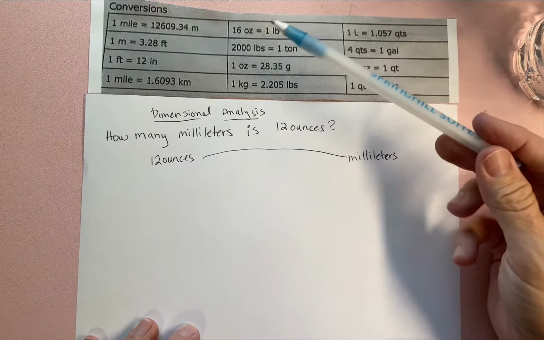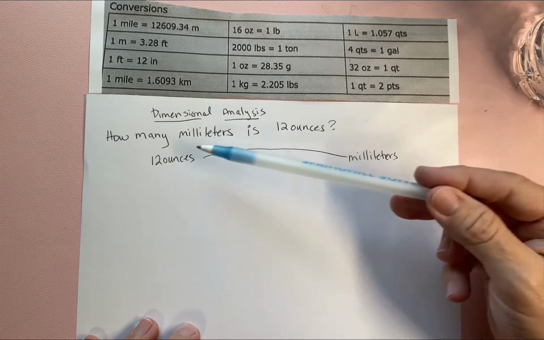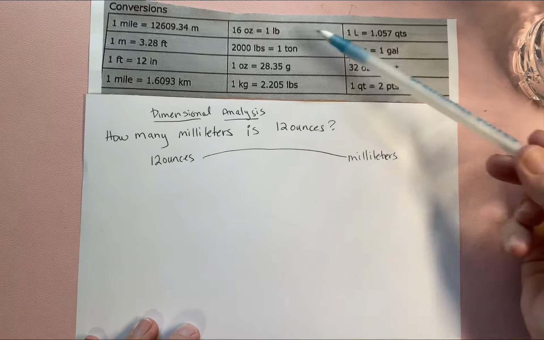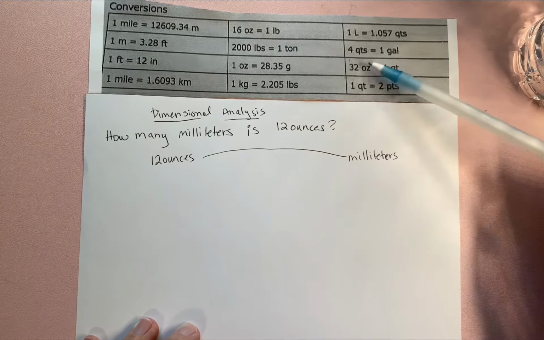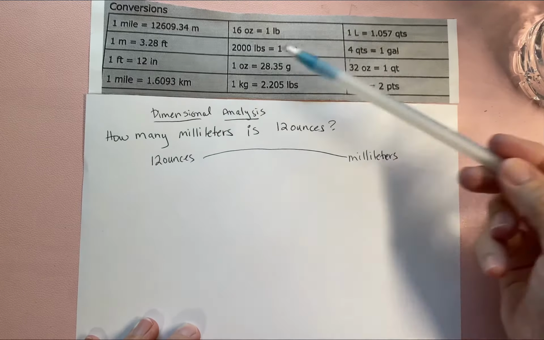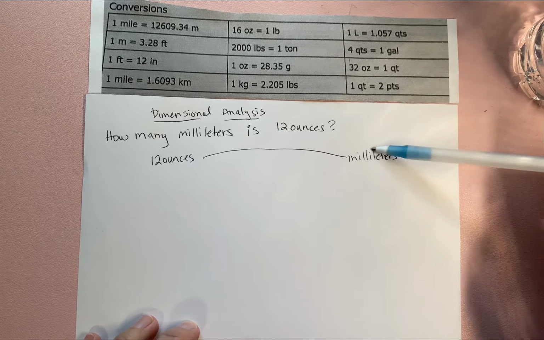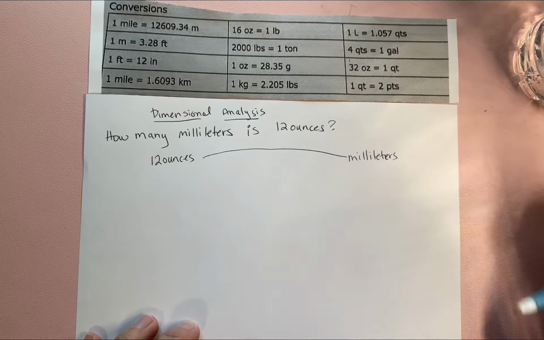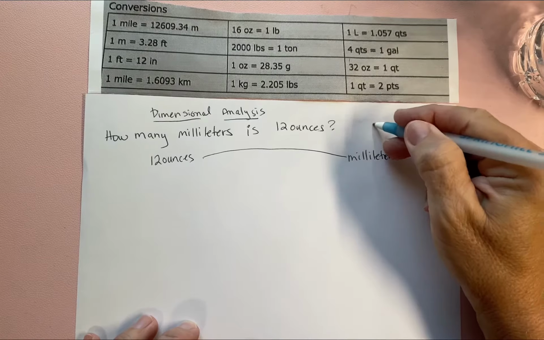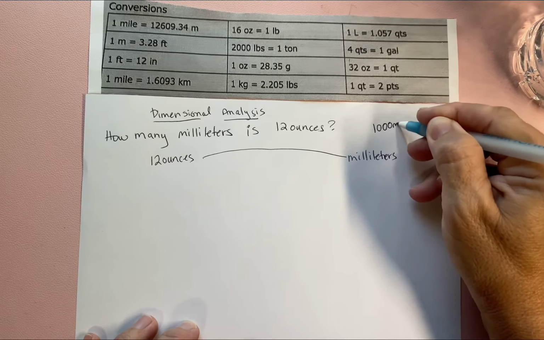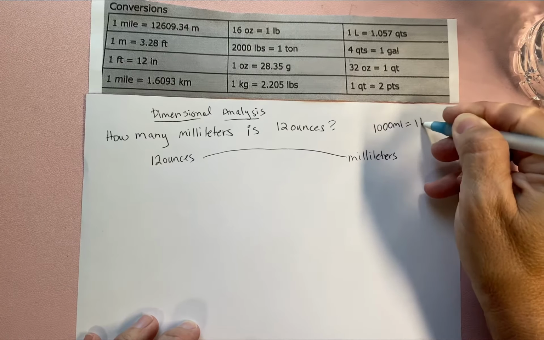So using our conversion table, we want to see how we can get from ounces to milliliters. We see ounces on here a few times, but right off the bat, we don't see milliliters. And that's because it's just known that milli means 1,000. So milliliters is 1,000 liters. So I'll just go ahead and write that here for you. 1,000 milliliters equals 1 liter.